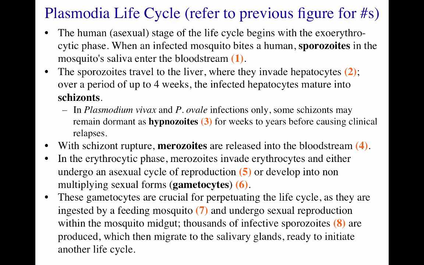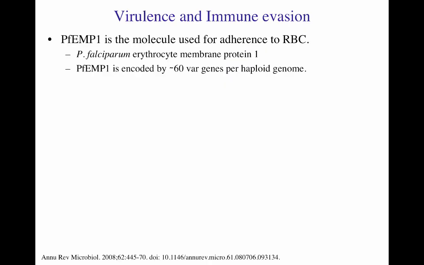In reality, most of the Plasmodia have a very similar life cycle, but in this case, I concentrated on Plasmodium falciparum. So now let's take a look at how malaria evades the immune system. Malaria is a master of evading the immune system because it has a protein on its surface called the Plasmodium falciparum erythrocyte membrane protein 1, or PfEMP1, which is a molecule used on the surface of the red blood cells to attach to the Plasmodium.